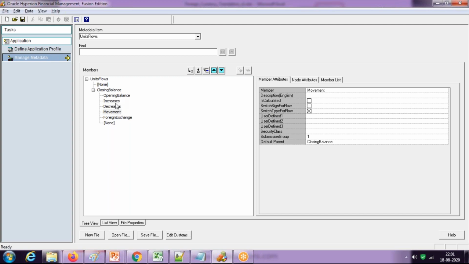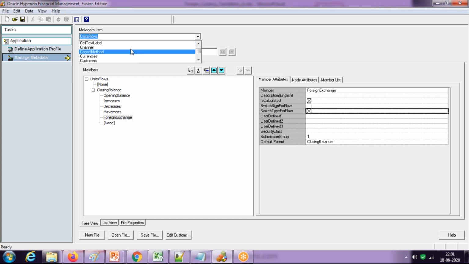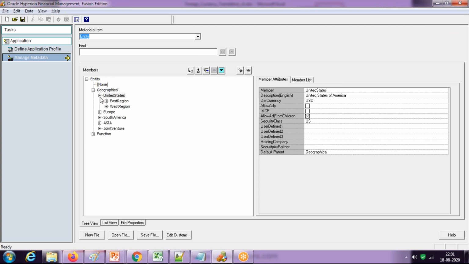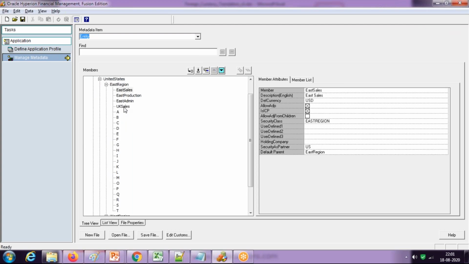In addition, there's a member called foreign exchange. This is the member I'm going to calculate today. This member is tagged as is calculated. Therefore, data input is disallowed, and foreign exchange is part of your custom calculation script. It is also tagged as switch type for flow. So now I've shown you the entity structure, with the United States sales and its 4 children, and the custom dimension.